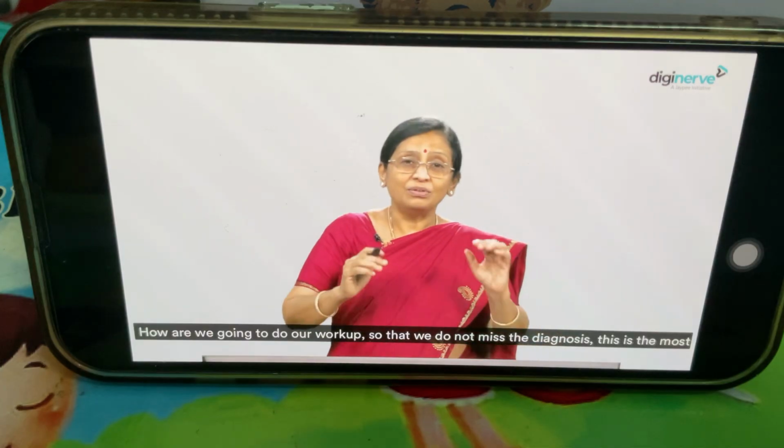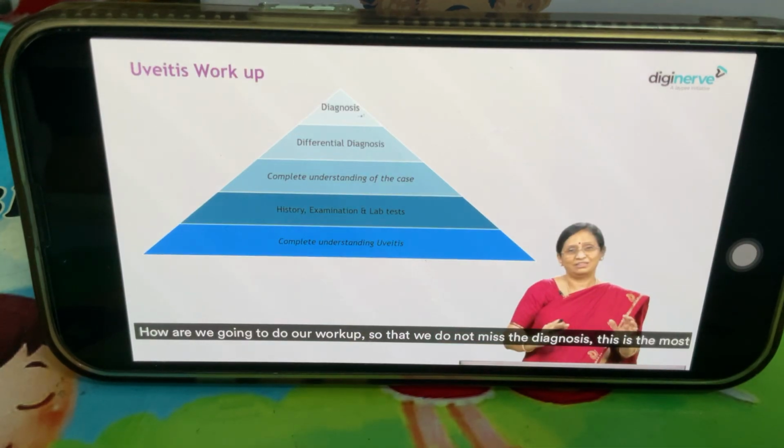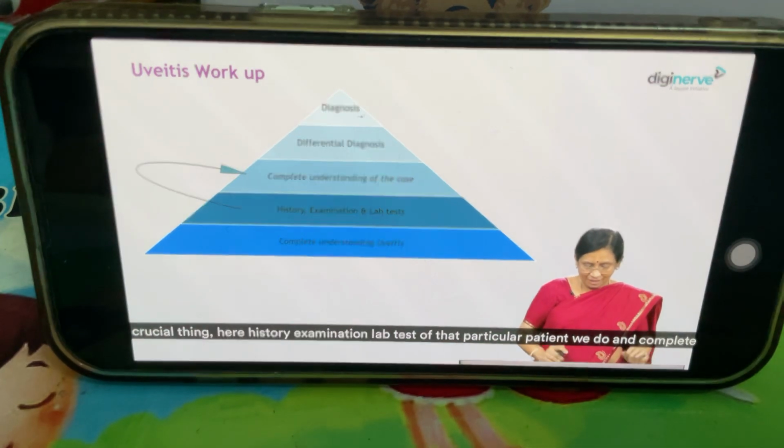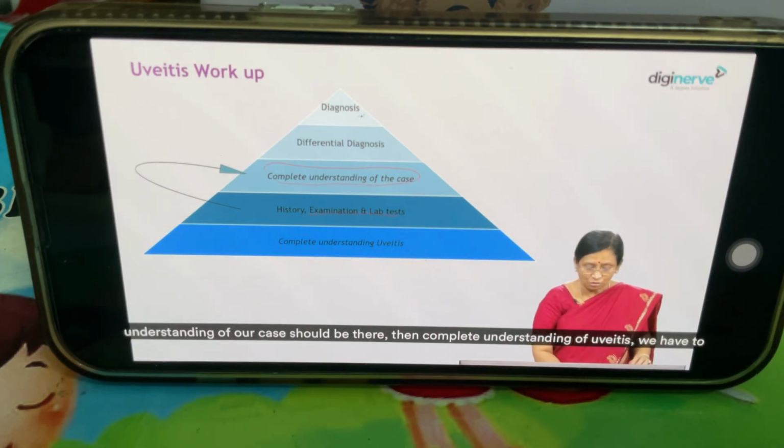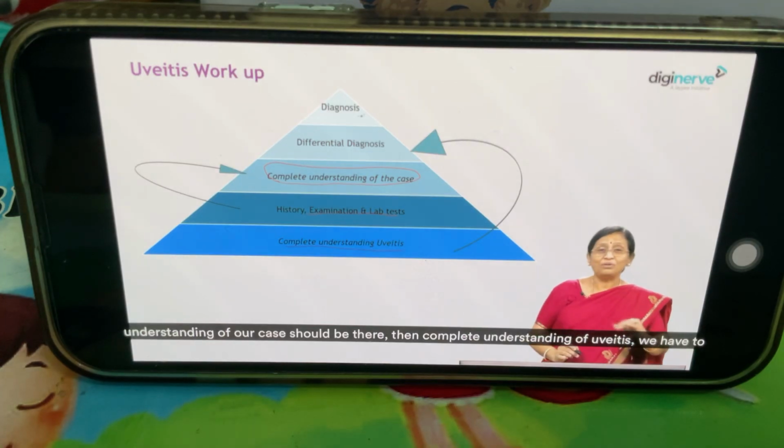So how are we going to do our workup so that we don't miss the diagnosis? This is the most crucial thing. Here, history, examination, lab tests of that particular patient we do, and complete understanding of our case should be there. Then, complete understanding of uveitis. We have to know everything about uveitis.